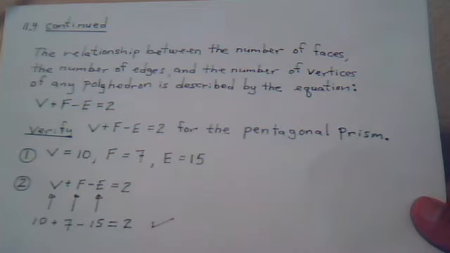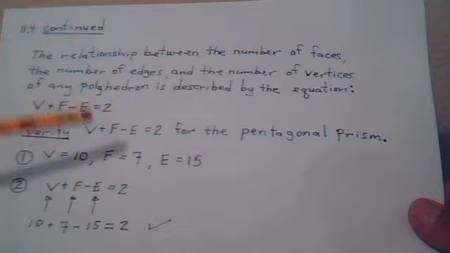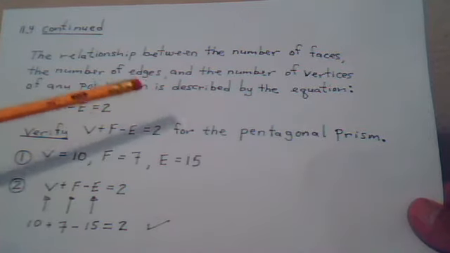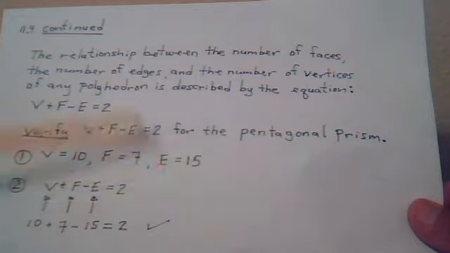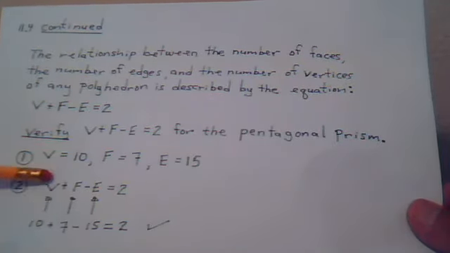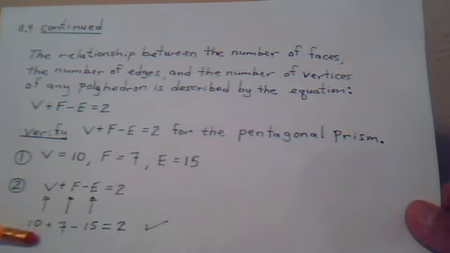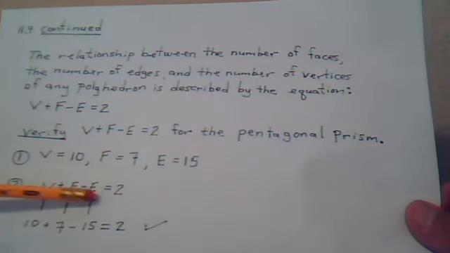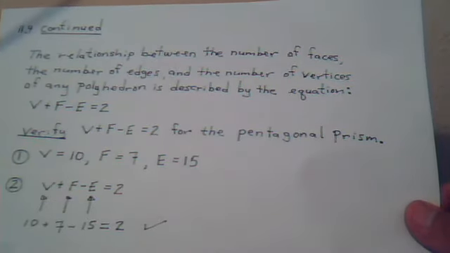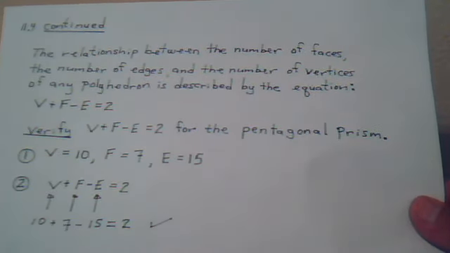So for our problem, the pentagonal prism, there are 10 vertices, 7 faces, and we could count 15 edges. So you replace each one of these variables, the vertices, the faces, and the edges, with their numbers. And if you work this out, it will give you a 2, the way the formula says. So we have proven, using a concrete example with numbers, vertices, faces, and edges, that this equation is in fact true for any polyhedron.